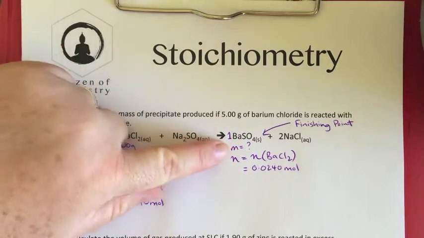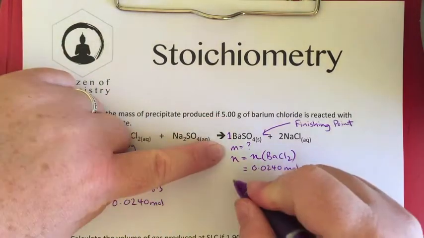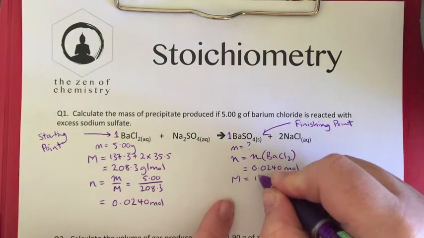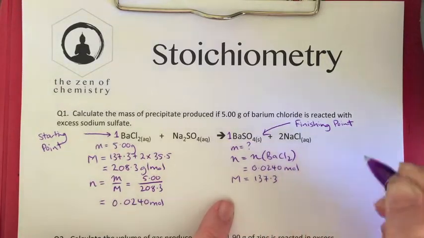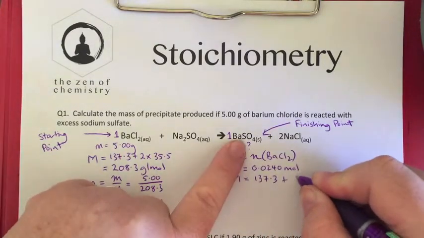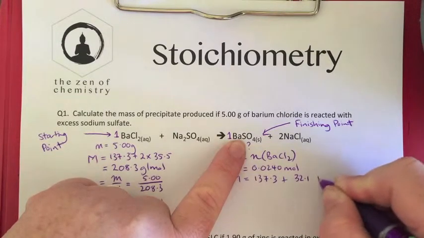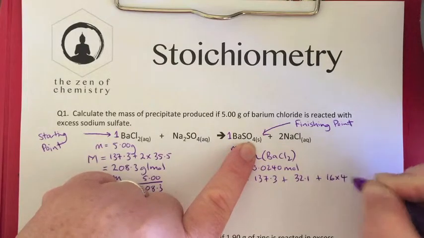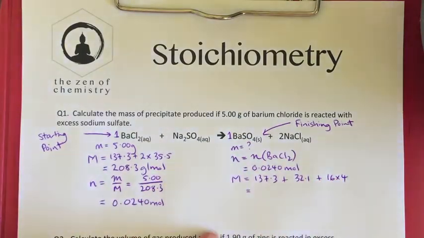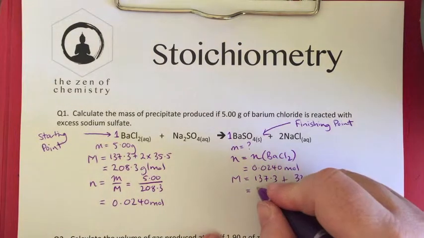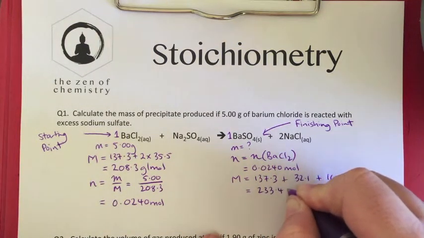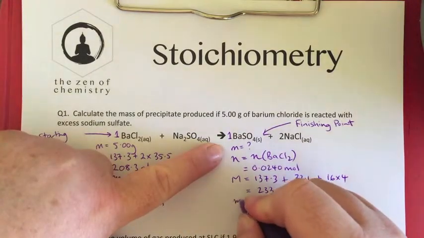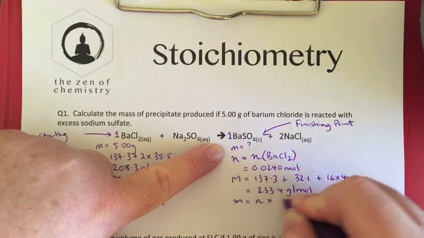If we want to know the mass of barium sulfate, we need to calculate the molar mass. So molar mass of barium again is 137.3 plus our sulfur, which is 32.1, plus 16 for oxygen times 4, because we've got 4 of them. The molar mass there, if we throw it into the calculator, is 233.4 grams per mole.